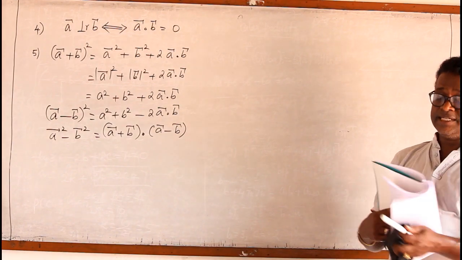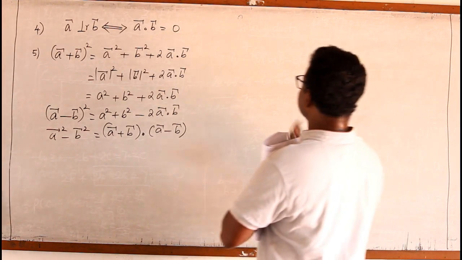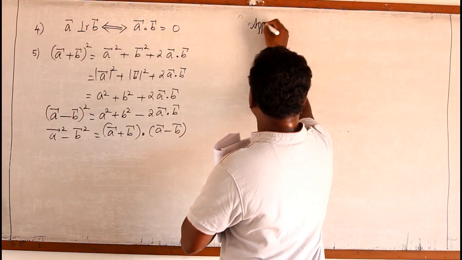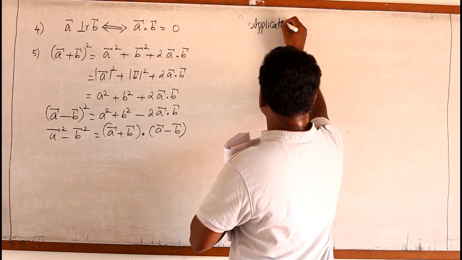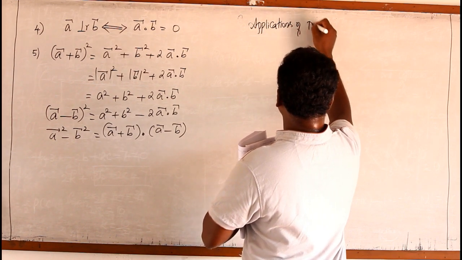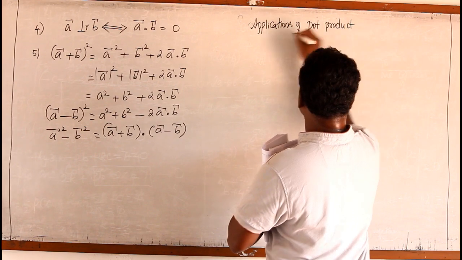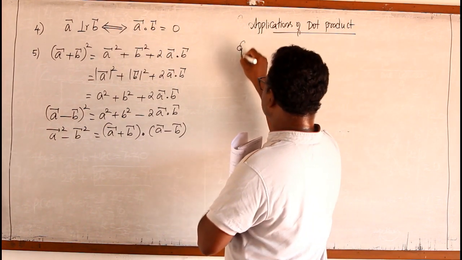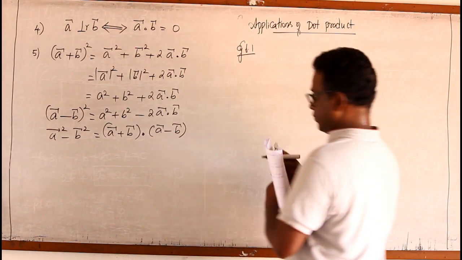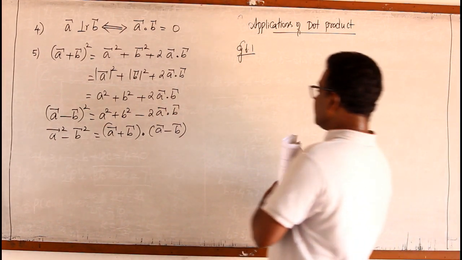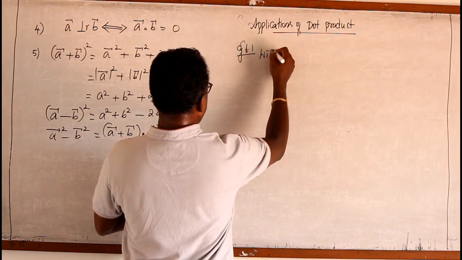Example: applications of dot product in trigonometry. Example 6.1. With the usual notations.